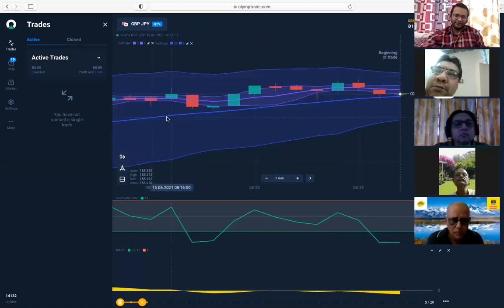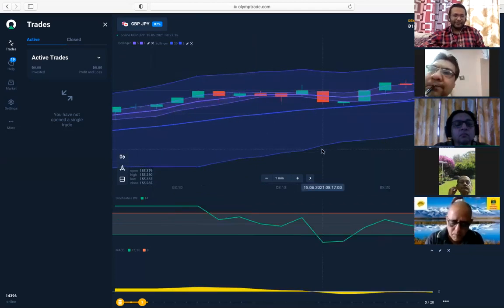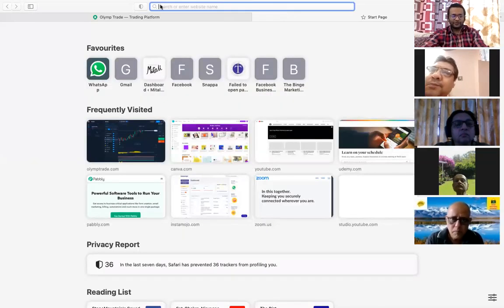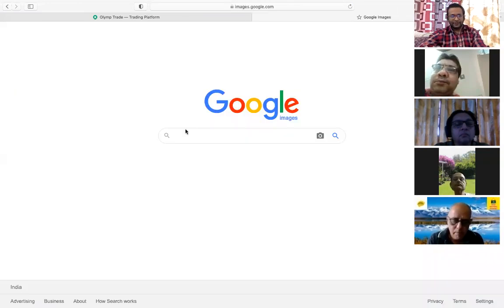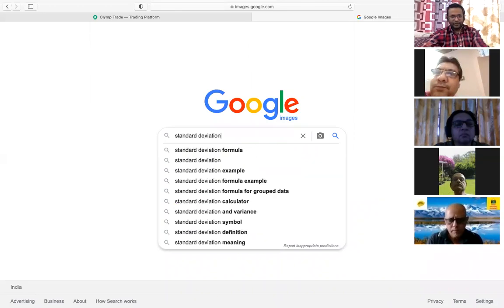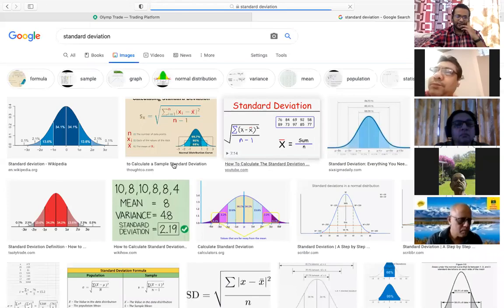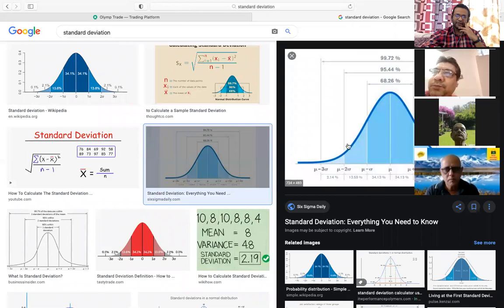Now the strategy. First, a little bit of mathematics here. If you remember standard deviation, let me go to images.google.com and search for standard deviation images. You can see all these images. Let me pull up one of them. You see the standard deviation image, right?